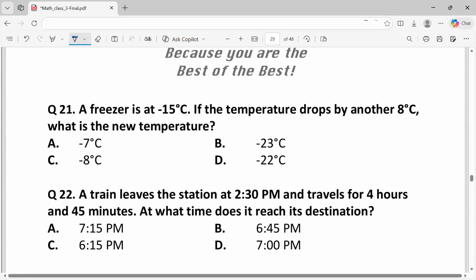Question 21. A freezer is at minus 15 degrees Celsius. If the temperature drops by another 8 degrees Celsius, what is the new temperature? The new temperature will be initial temperature minus the drop, that is minus 15 minus 8, which is equal to minus 23. So the answer is B, minus 23 degrees Celsius.